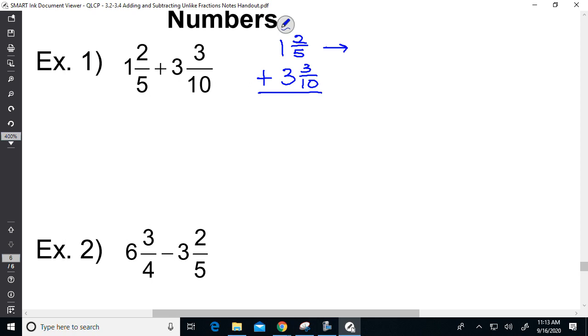1 2/5. If we make it an improper fraction, what's that? 7/5. And 3 3/10 is what? 33/10. Some of y'all that's probably light work at this. So the denominators are not the same. 5 times 2, 7 times 10.